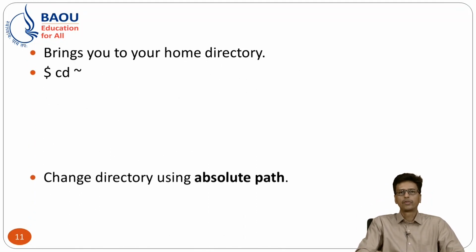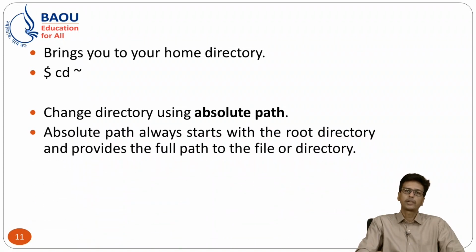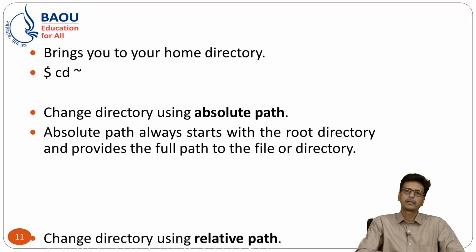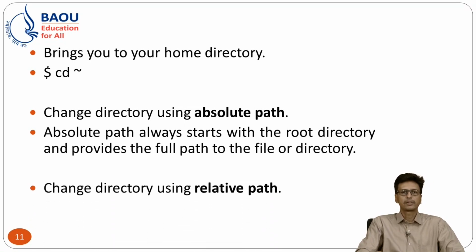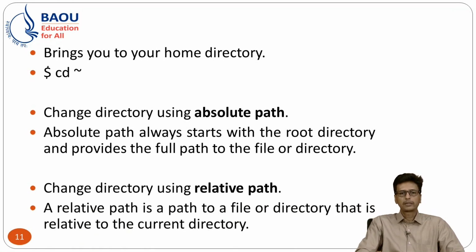But suppose you want to move to another directory that is not in the current directory, where the location is at a different level. In that case, you have to use the absolute path. You can see here, the absolute path always starts with the root directory. So if you want to change to a directory stored in some different location, you have to pass the whole path, the actual location, that is nothing but the absolute path.